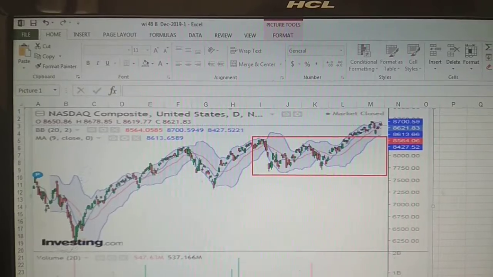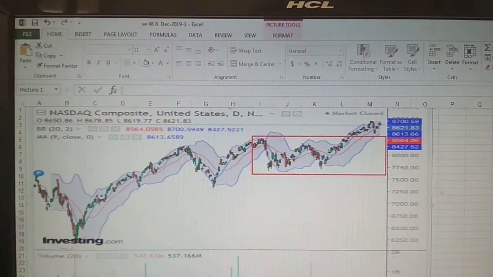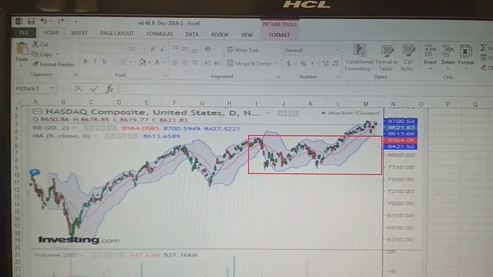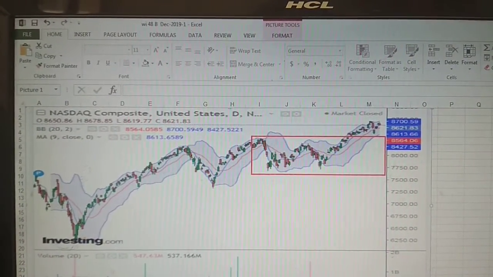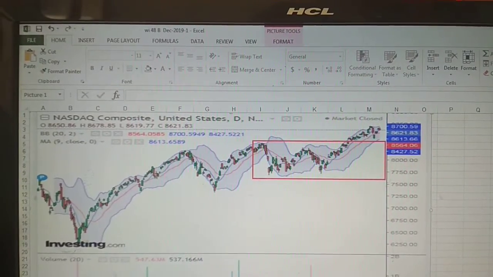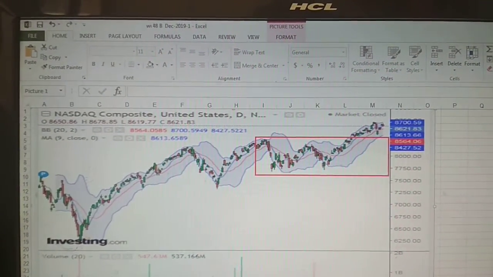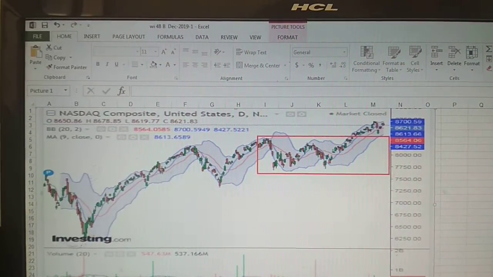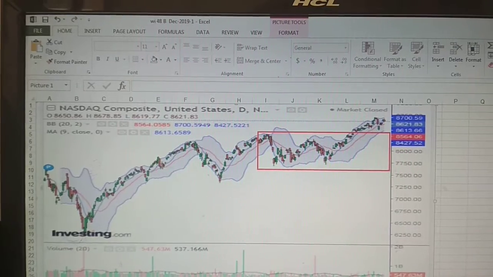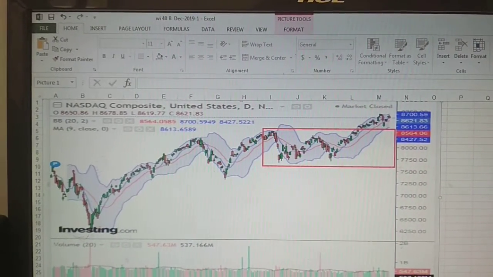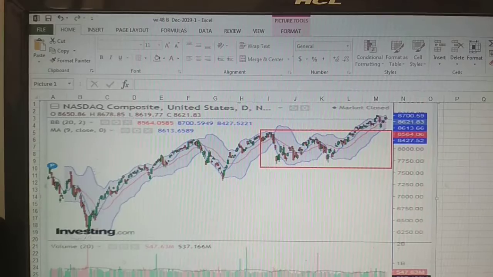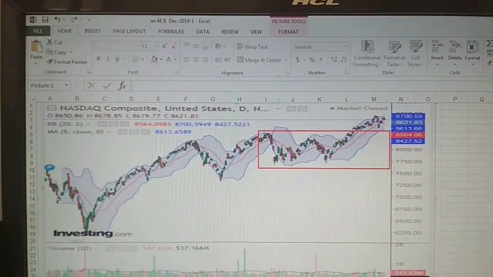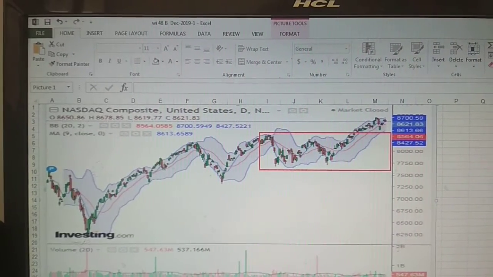Today I'll talk about the Nasdaq chart, how Nasdaq is working nowadays. Let's start. So last closing of Nasdaq is 8621, and here I take Bollinger Band, moving average and volume of 20 days.